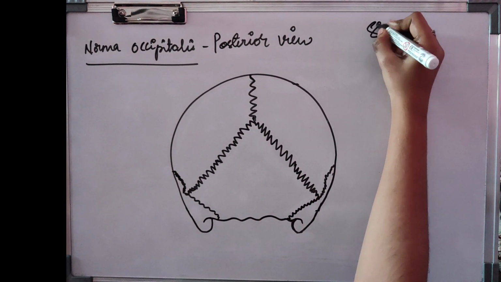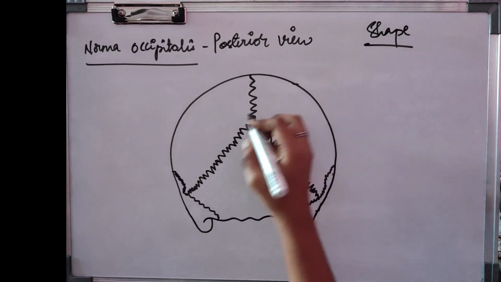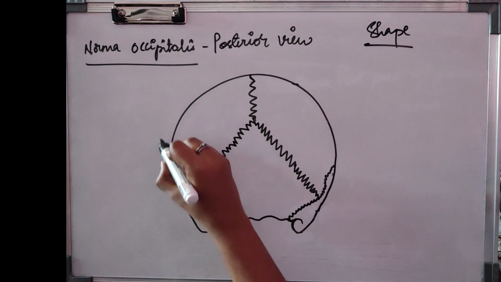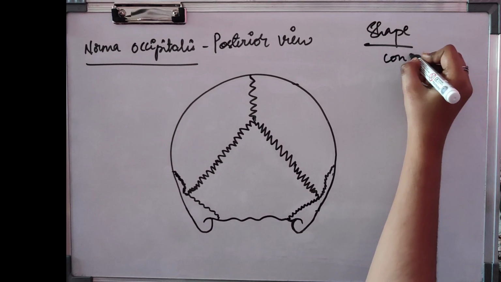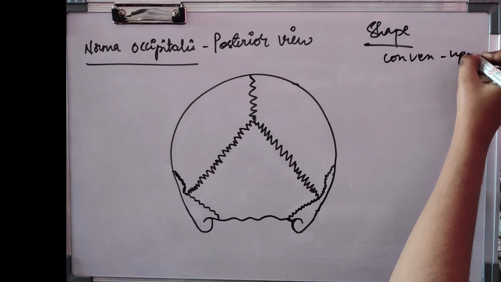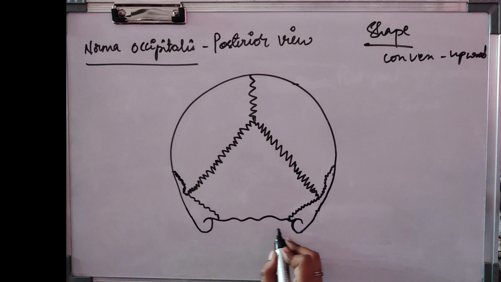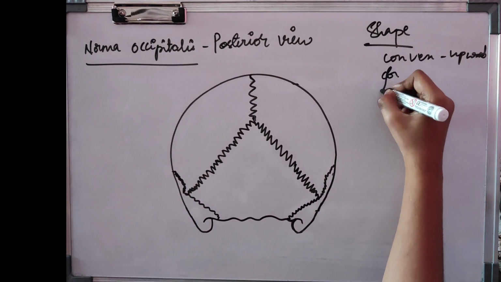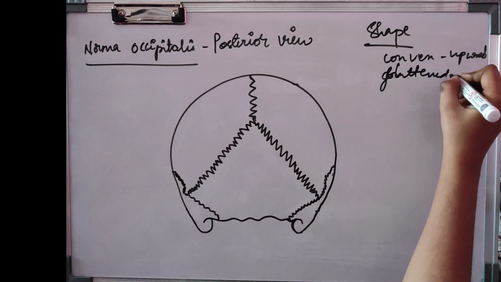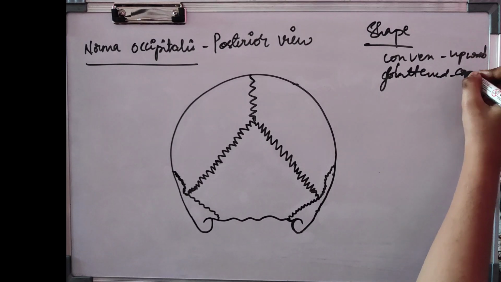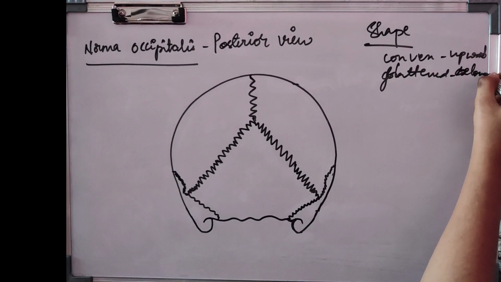Coming to the shape, it is convex. You can see here it is convex upwards, and below it is flattened. So it is convex upwards and below it is flattened.